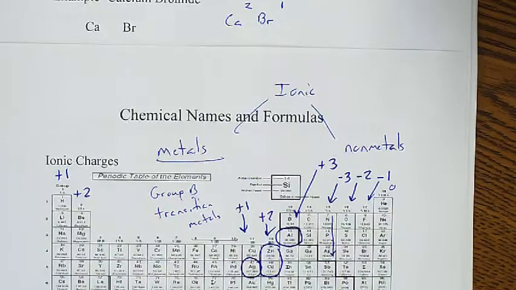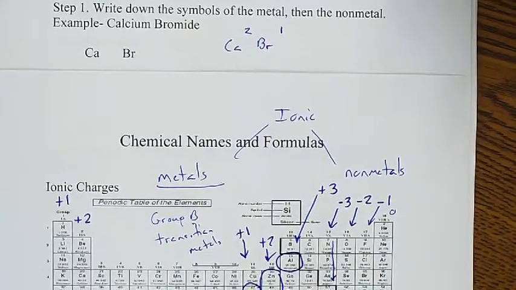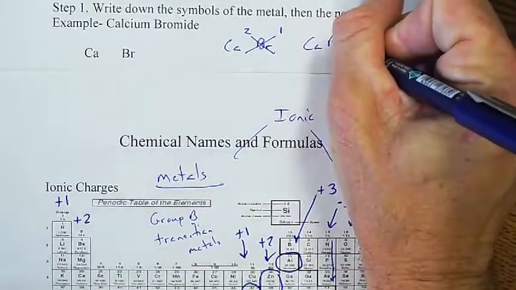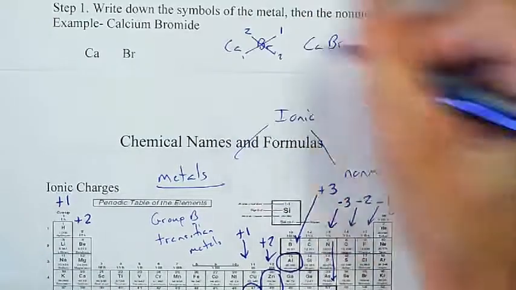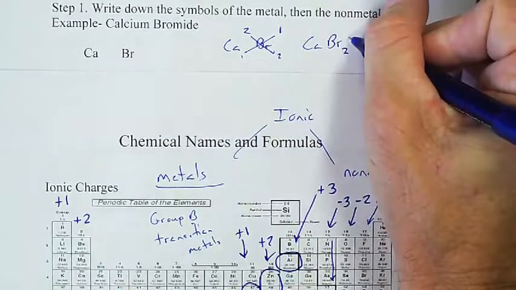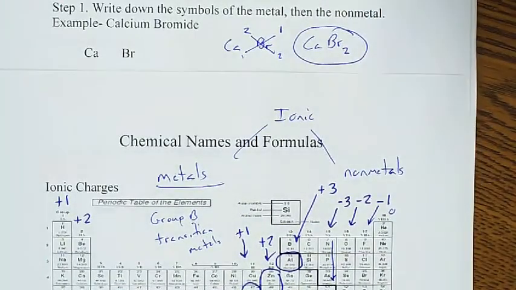the next thing you do is decide whether or not you can simplify those numbers. A 2 and a 1 cannot be simplified. The 1 can't be simplified. Then all you have to do is cross the charges, and you will now have the formula. The 2 goes here, the 1 goes there. 1s are understood when you're writing formulas. There is the compound for calcium and bromine.